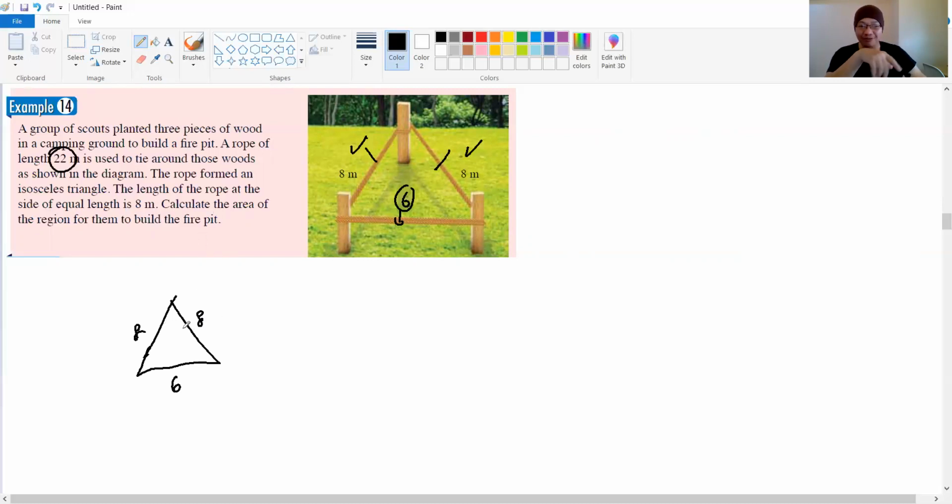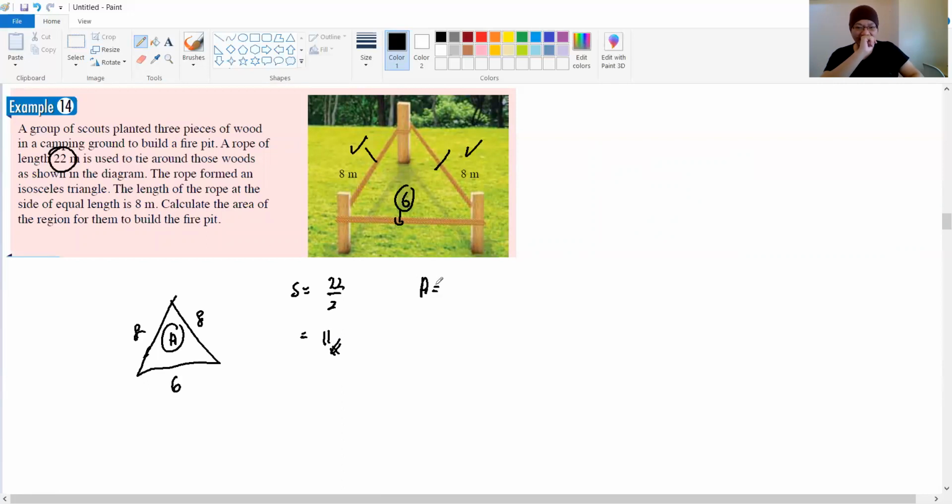Calculate the area. We want to find this area, that's why I circled it. So how to find the area? I'm using the Heron method here. According to the Heron method, the first step is to find S. What is S? The semi-perimeter. The total perimeter is already given as 22, so no need to do 8 plus 8 plus 6. So S will be 22 divided by 2, which is 11. That is the first step.